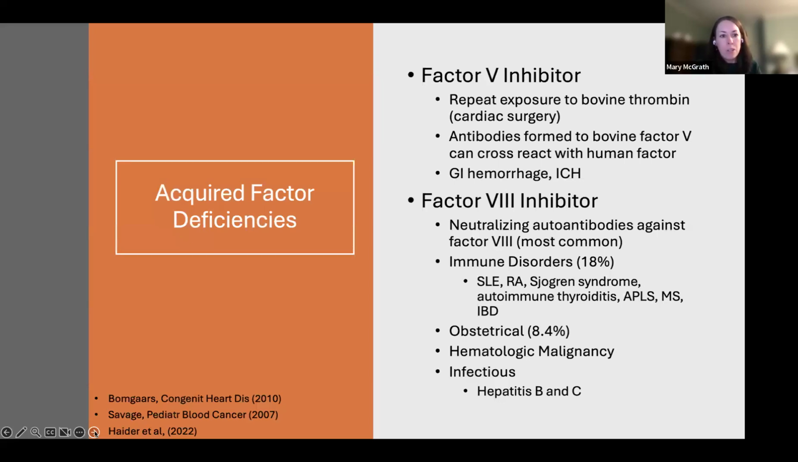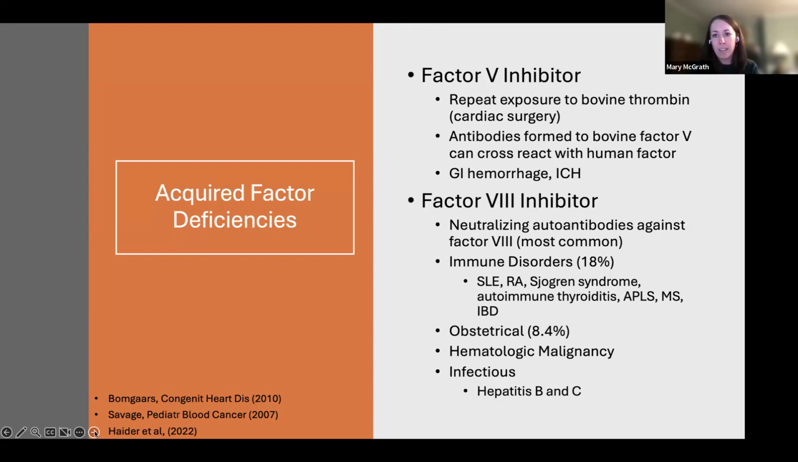So moving to chat a little bit about some of the more rare acquired factor deficiencies. These should be considered if you get a history that supports a possible diagnosis and you've exhausted other options for your atypical bleeding.